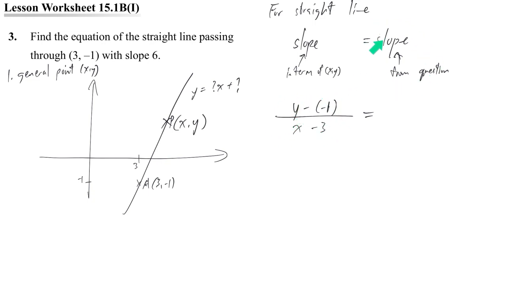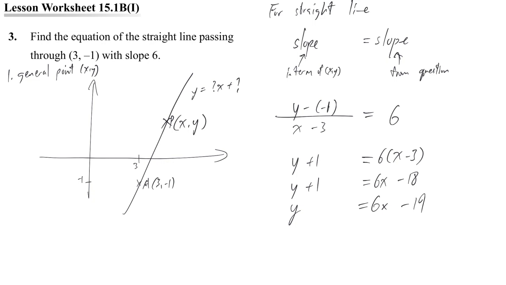And then we have to look at the question. They give us the slope directly. So this slope is 6. We just simply replace it by 6. This is already the equation of straight line that we need, but we still need to simplify it. So y plus 1 is equal to 6 times x minus 3, which is 6x minus 18, and then y plus 1. That's why if we make y the subject, it's equal to 6x minus 19.